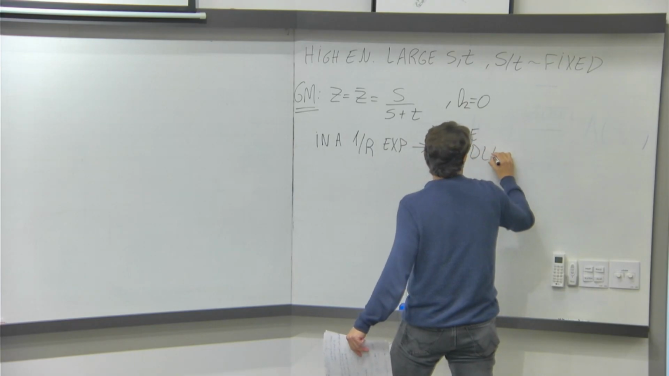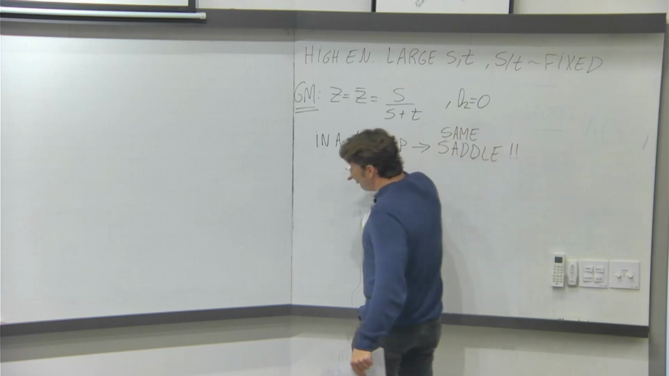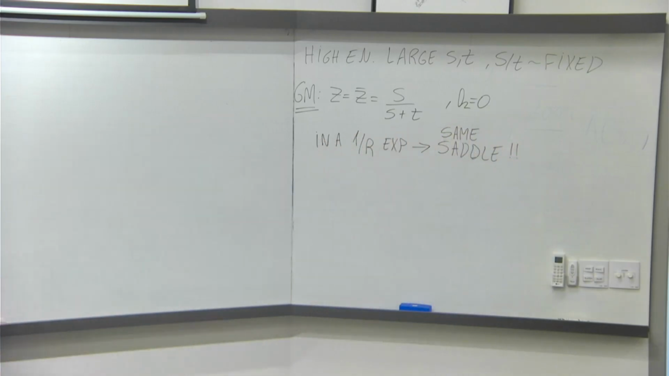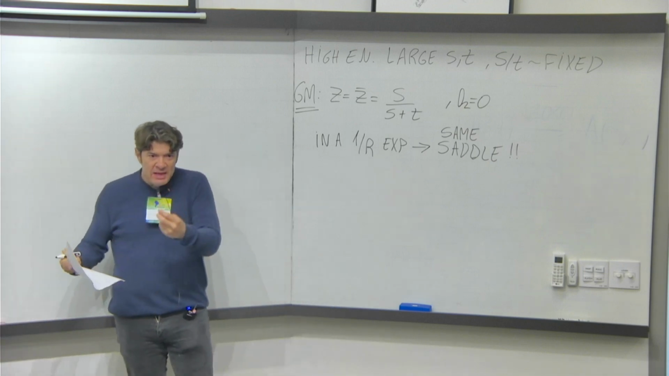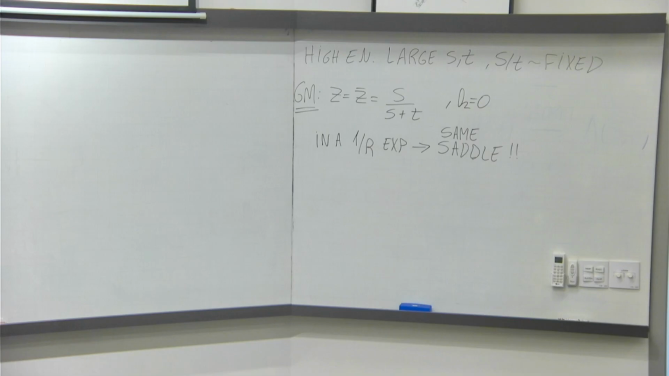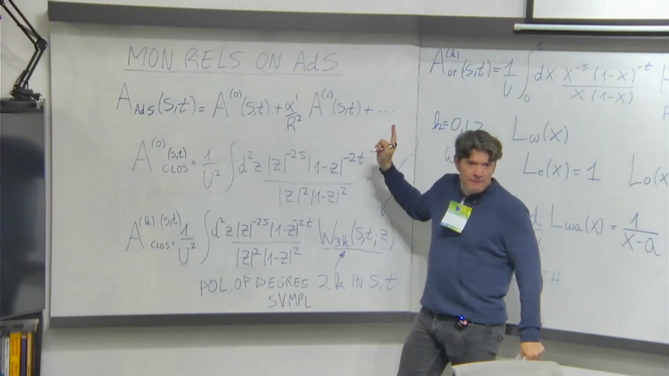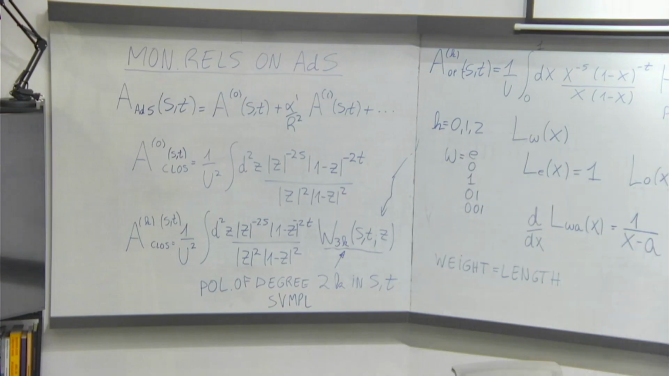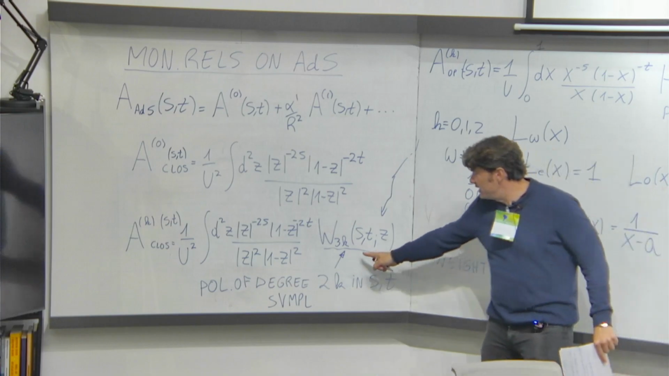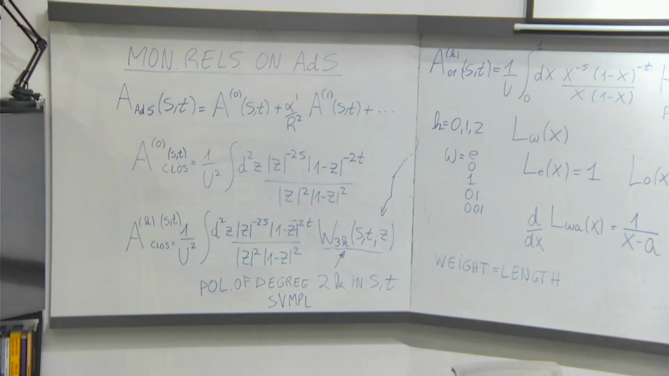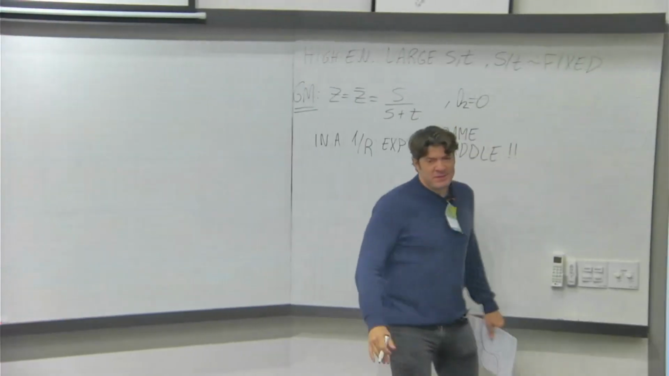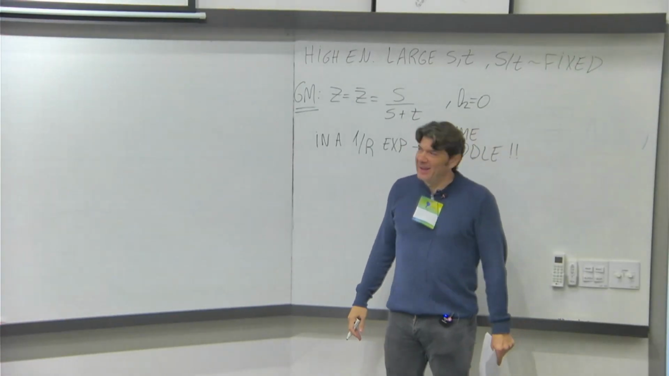And here I want to stress that this is true only in a 1 over R expansion. So the limit we are taking is the largest thing is 1 over R, and then for every order in 1 over R, we look at the high energy limit, okay? And then you can see that the location of the saddle is the same because the dependence on S and T is a polynomial dependence here, okay? And then we find something quite cool and quite surprising.